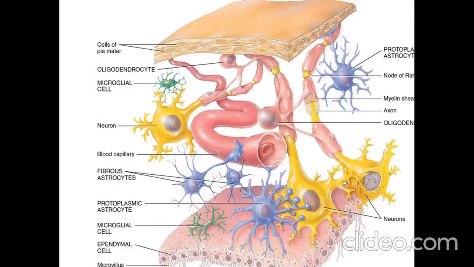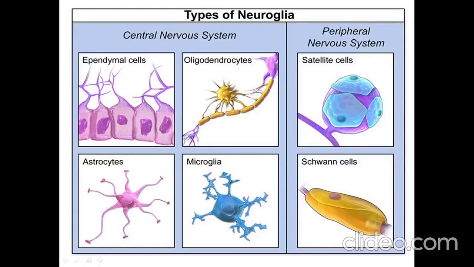This is the diagram of the neuroglia, showing the oligodendrocyte, microglial cell, astrocyte and the ependymal cells. Types of neuroglia: first one is the ependymal cell, oligodendrocyte, astrocyte, microglia, and in the peripheral nervous system, the satellite cell and the Schwann cells.